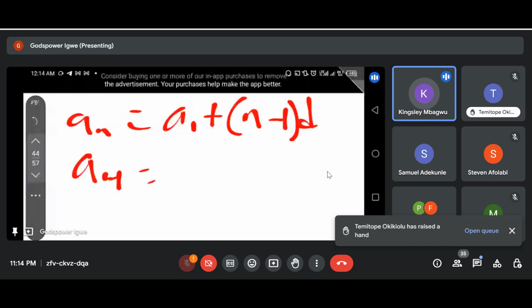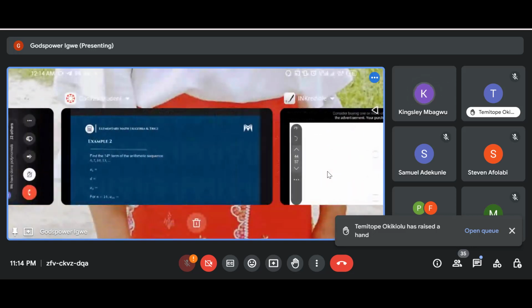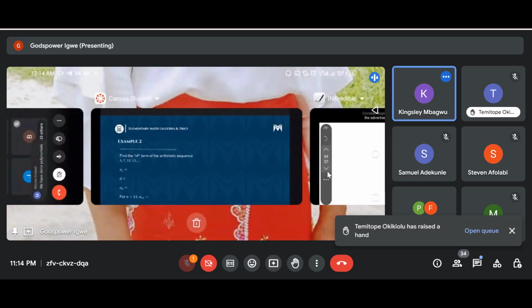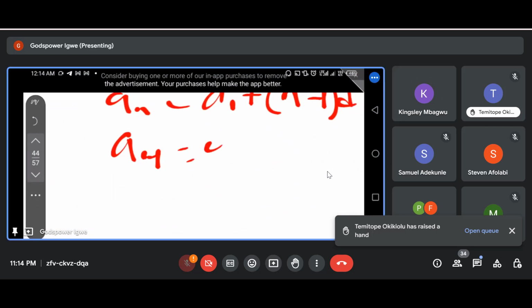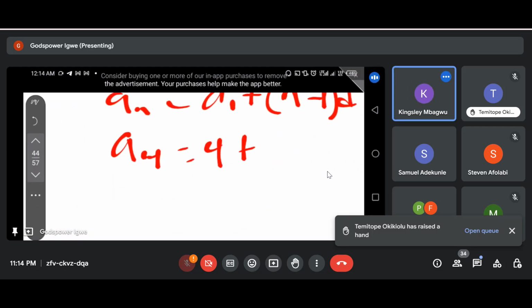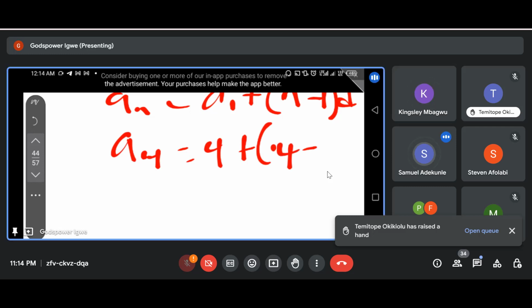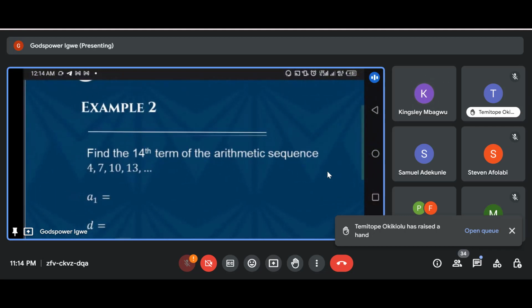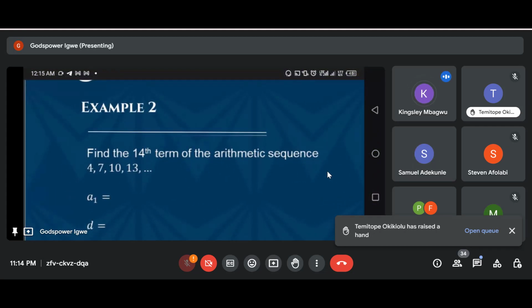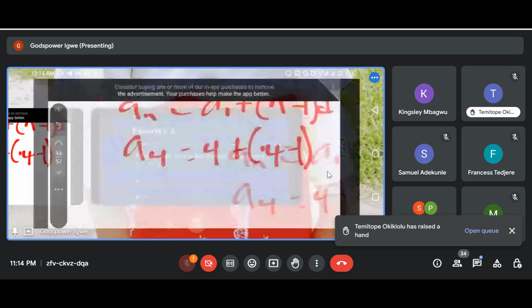So we'll just do A N. A14. Our initial was what? 4. So this is 4 plus 14 minus 1. What was our common difference? Did we check our common difference? 7 minus 4 will give us what? 3. So our common difference is 3.